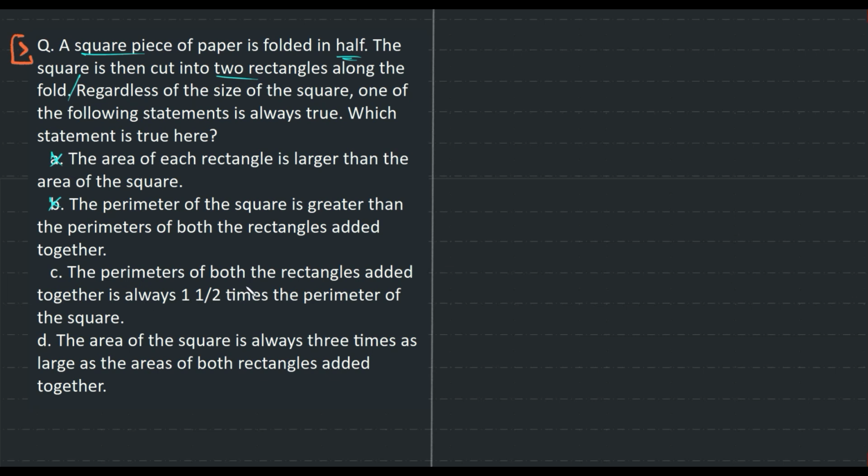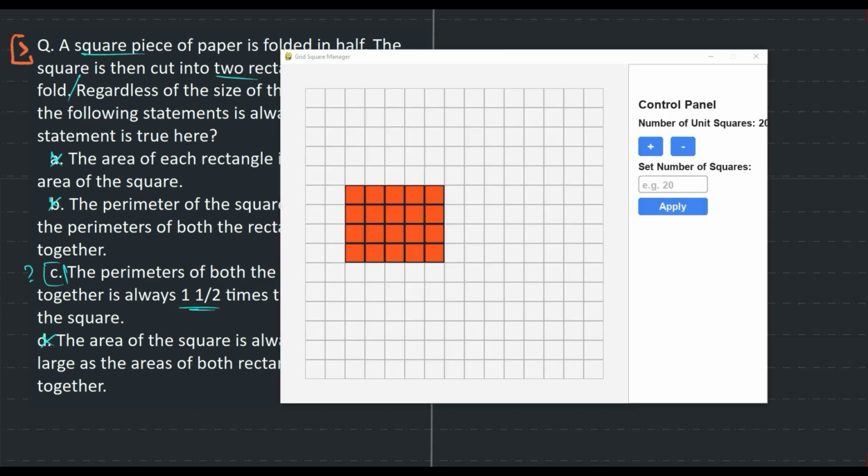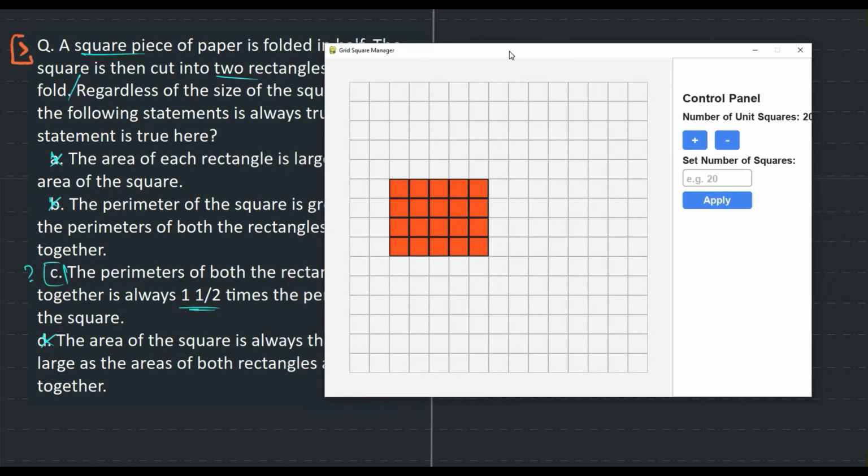The perimeter of both the rectangles added together is always 1.5 times the perimeter of the square. Okay, this I don't know. The area of the square is always 3 times as large as the area of both rectangles added together. This is clearly false. So the answer has to be C. But of course, I will not just tell you the answer. Let's try doing this.